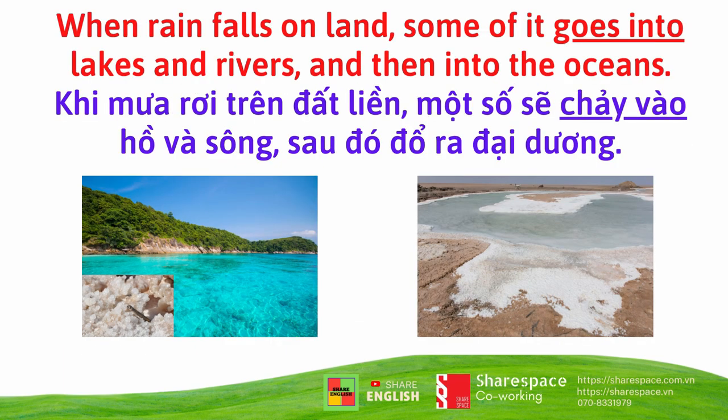When rain falls on land, some of it goes into lakes and rivers, and then into the oceans.